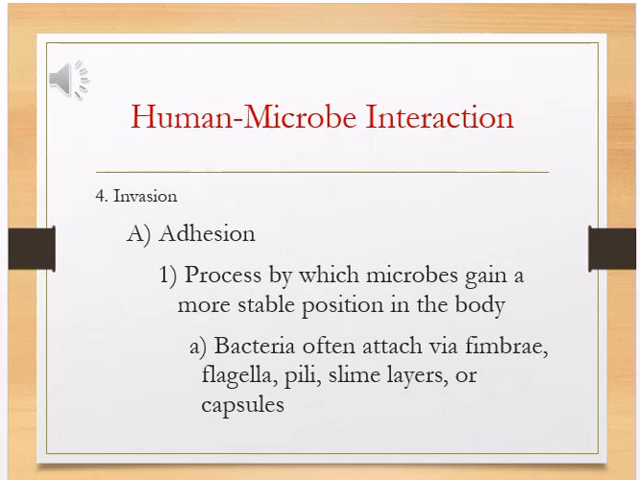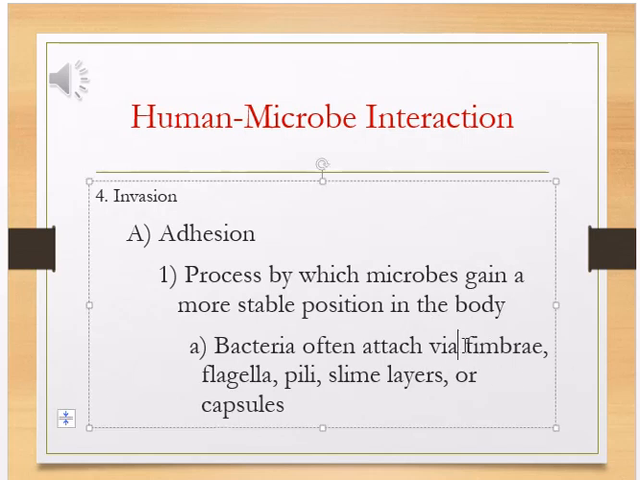Once they get in, why are they not getting washed off, and why are they so successful? Attachment is the process by which a microbe gains a stable position in our body. Bacteria often attach by, as I said earlier, fimbriae, slime, pili, and capsules. This allows them to settle strongly so that body secretions don't wash them off, and that is how they try to invade and attack some of the cells nearby.